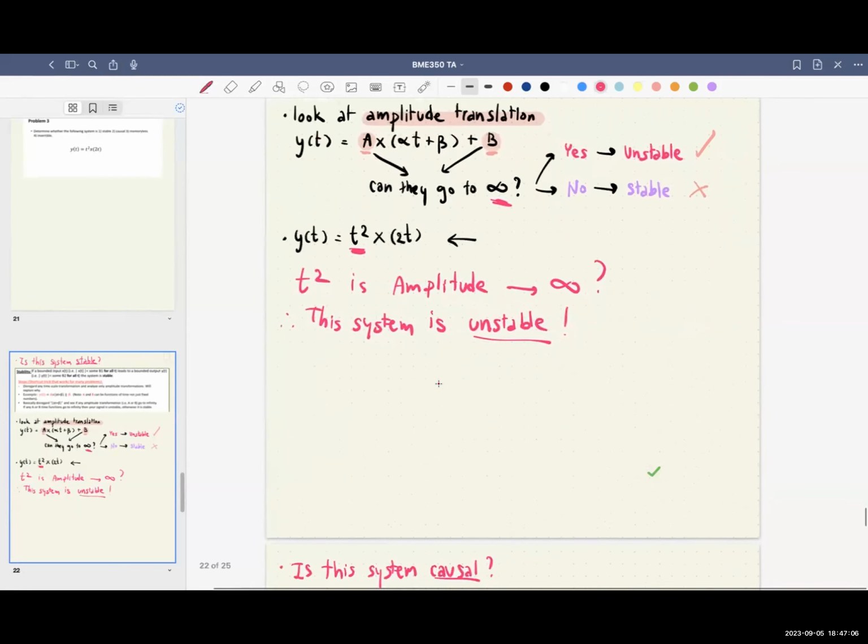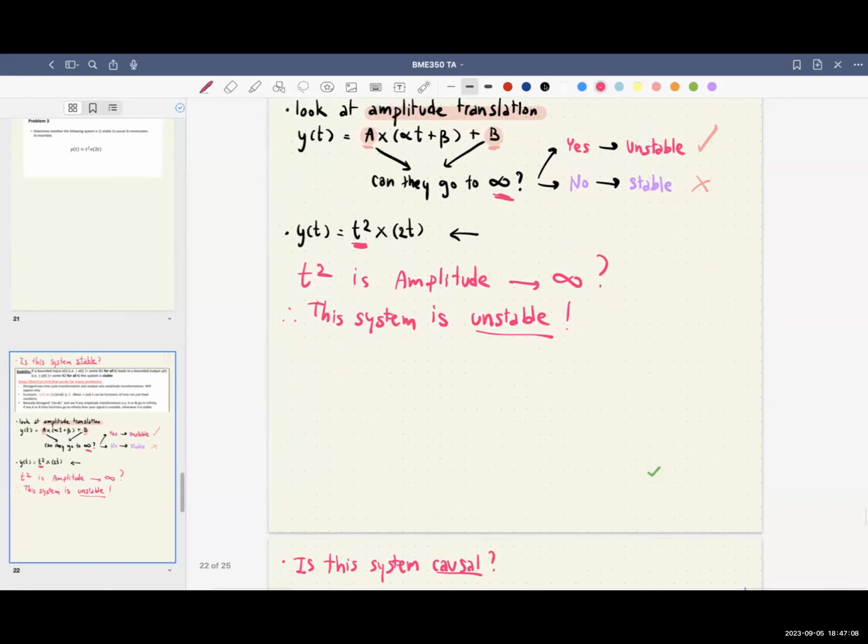Now, I have a question for you in this case too. Let's say I have y(t) equal to, let's just use a number here, 5 cos t. Is this system stable?